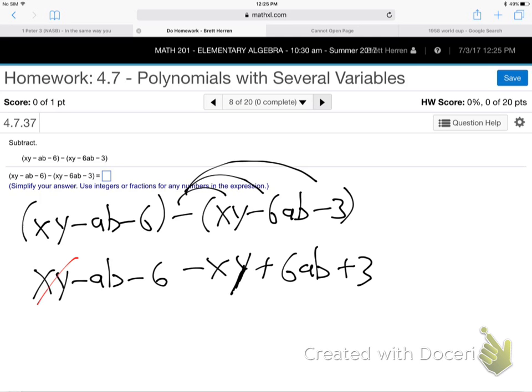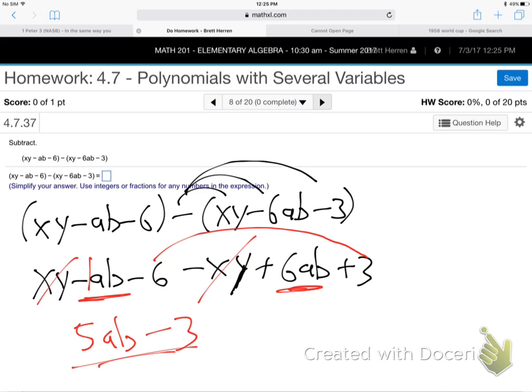Okay, so xy minus xy drops out. And then minus AB and plus 6AB. Yeah, it's minus 1AB plus 6AB is 5AB. Good, and then minus 6 plus 3 is minus 3. And we're done.